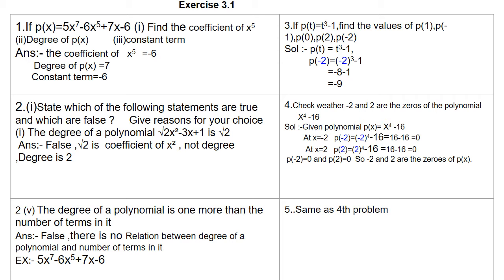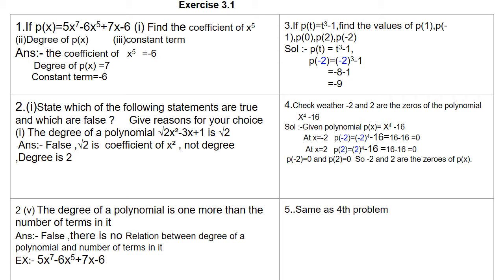Now observe the third problem here. If p of t is equal to t cube minus 1, find the value of p of 1, p of minus 1, p of 0, p of 2 and p of minus 2. I am giving one solution here. p of t is equal to t cube minus 1.